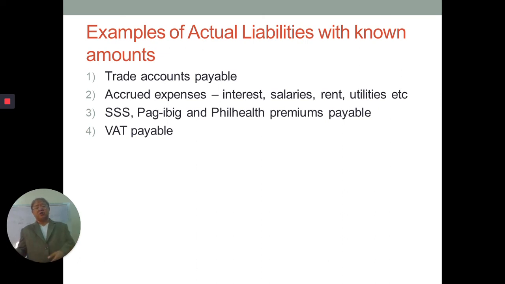Okay? Accrued expenses, like say for example, interest expense. Why? Because you know how much the loan is, the principal of the loan, and you know the terms and conditions of the loan. Salaries, because you know the amount of salaries that is not yet paid to employees. Okay? The rent, the utilities, all of this information is known to you. So these are liabilities with known amounts.